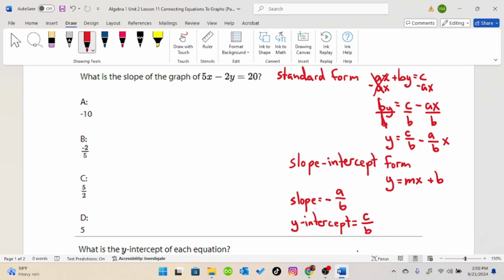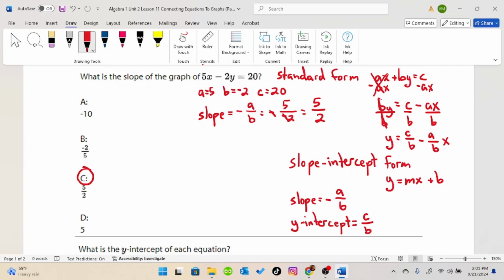So now what we can do is take the values from the one we're given and plug them in. So we're saying that a equals 5, b equals -2, and c equals 20. So if I want the slope, and the slope is negative a over b, then that is negative 5 over -2. The negative signs cancel each other out, and our slope ends up being 5 halves. So C is the correct answer.